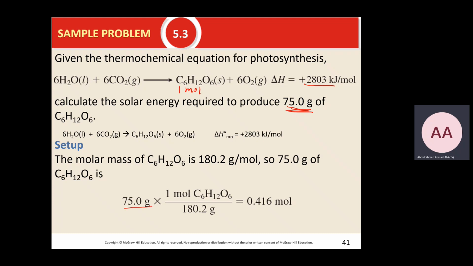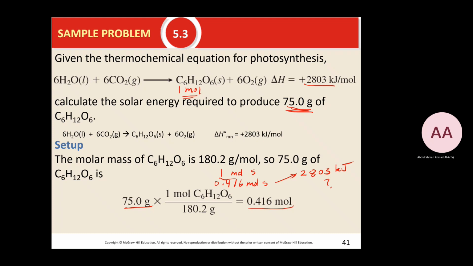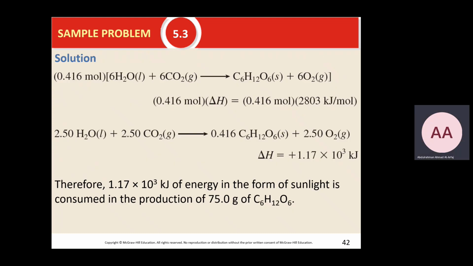I need to change the 75 grams of sugar into moles, and they have this reaction. And then from the chemical reaction, I know that 1 mole of sugar will need 2803 kilojoule. Then if I have 0.416 mole of sugar, how much energy? You multiply this by this and divide by this one, and you'll have the energy. Okay, and with this, we'll stop here for this chapter.